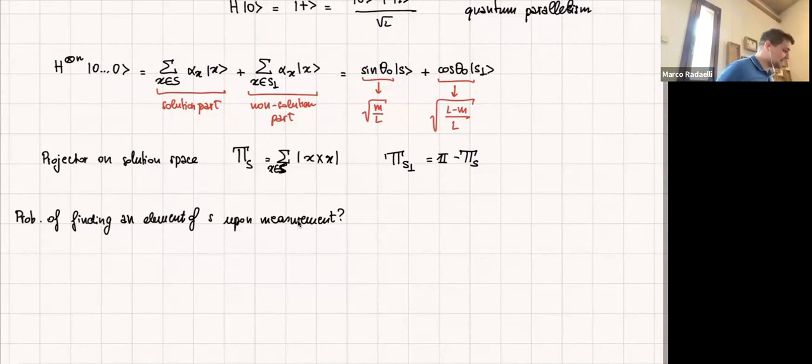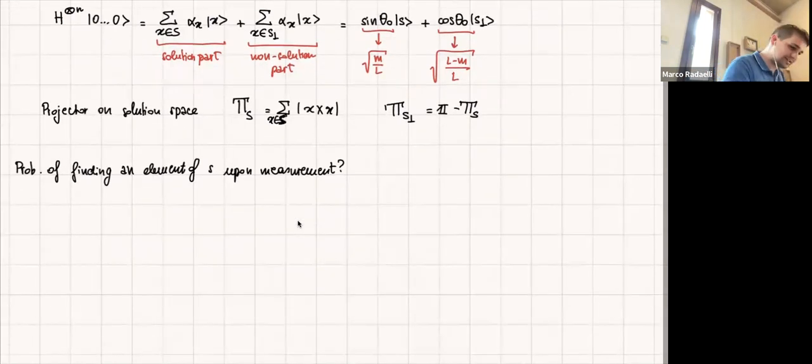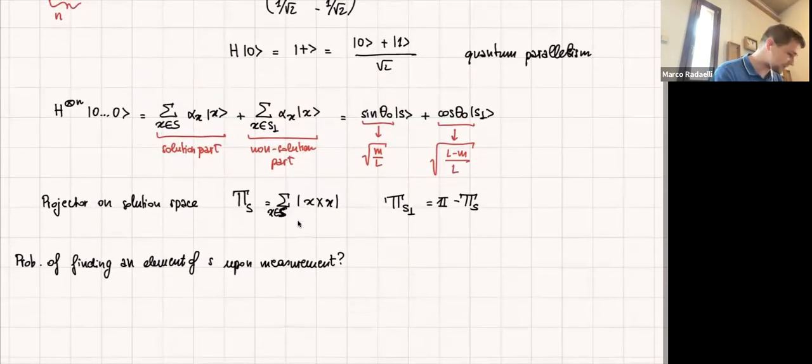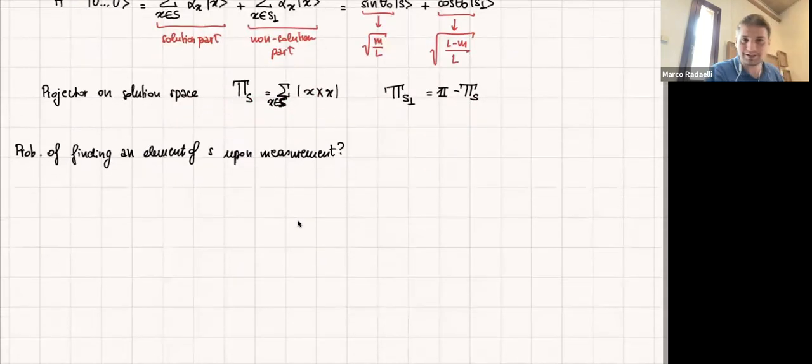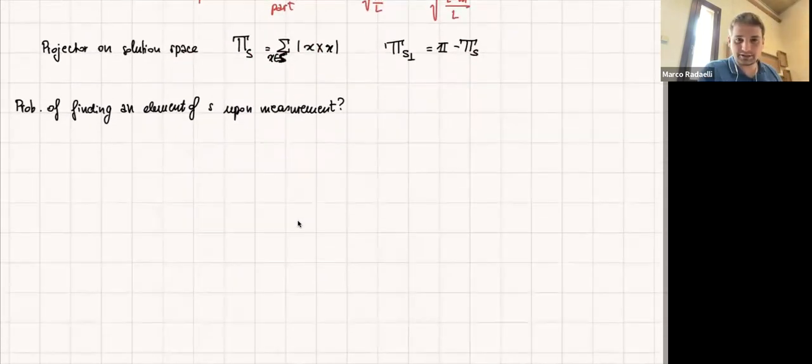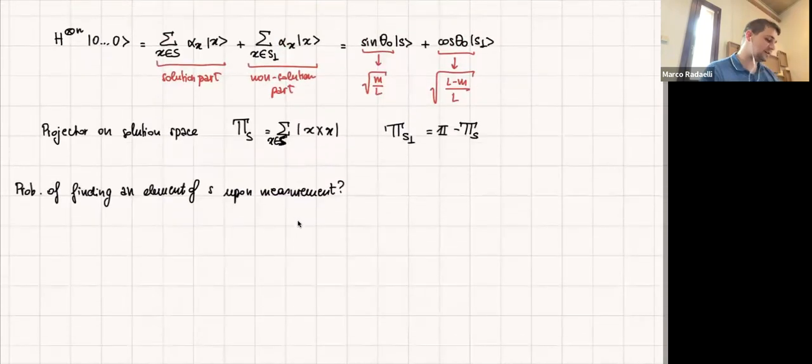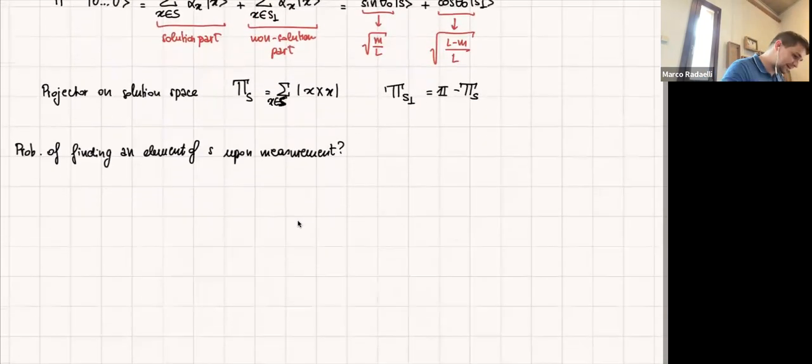M over L. Yes, this is true. So let's just see this quickly. Cos squared, I guess in this representation, is more like sine squared theta naught. Yeah, exactly. So basically M over L, exactly. So let's see this quickly.